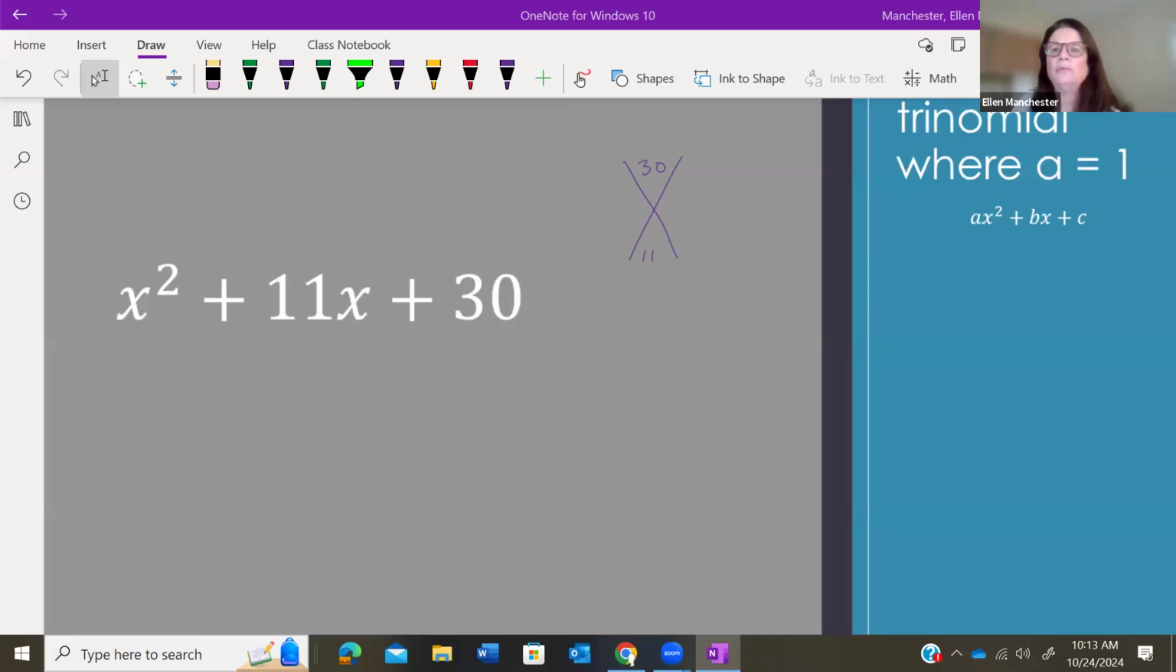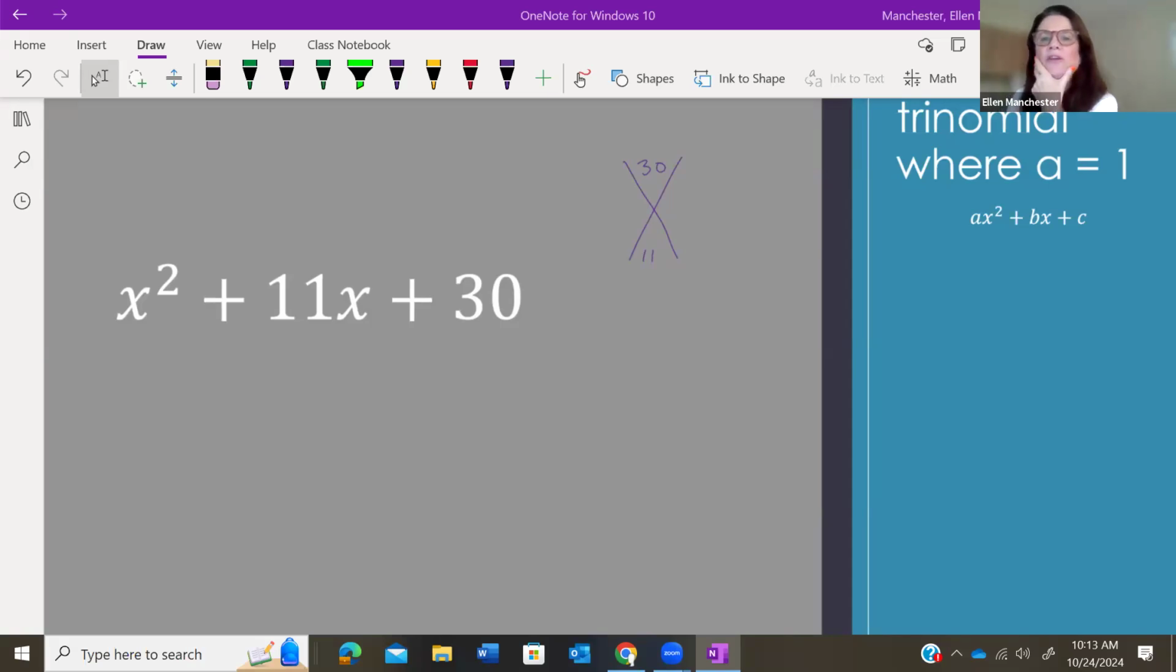And anyone in Zoom, you guys can put your answers in chat. So what factors do you think we should use for this? Any ideas? Yeah, 6 and 5. Good.